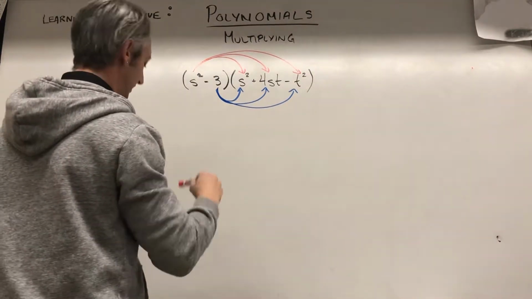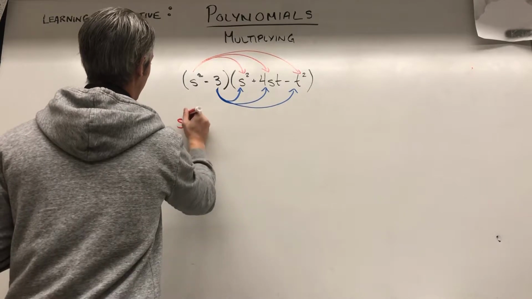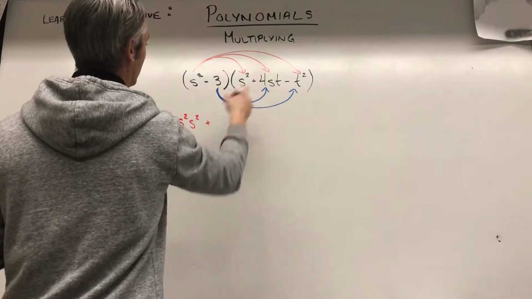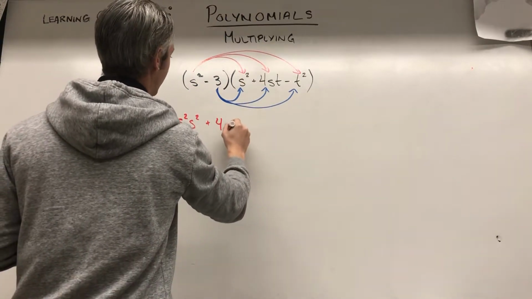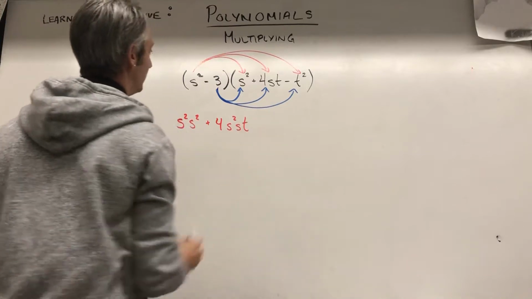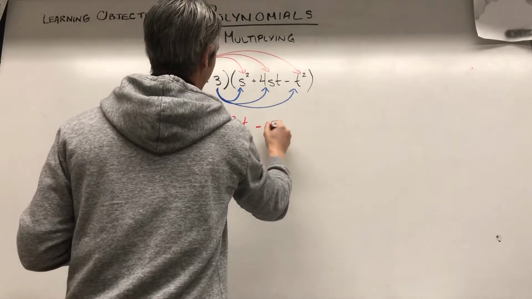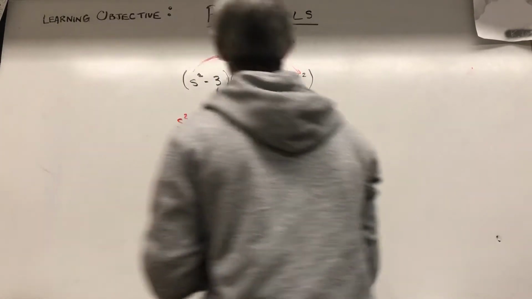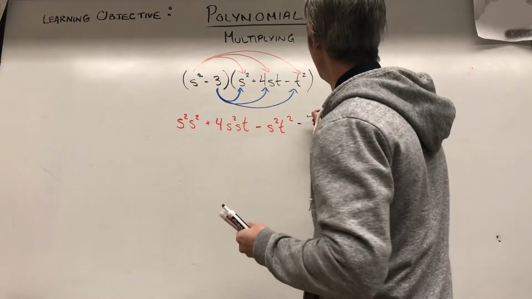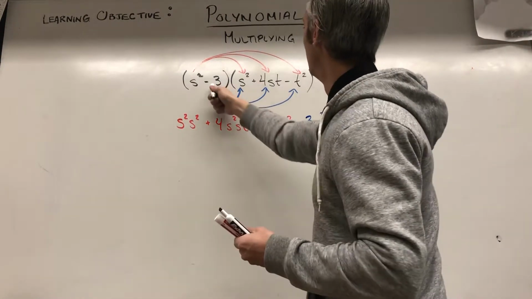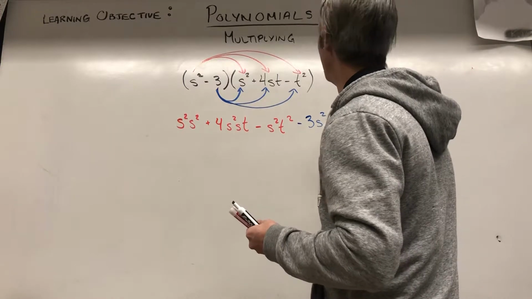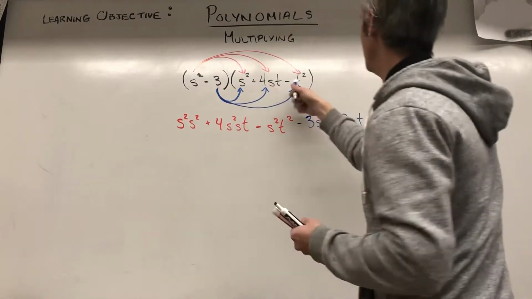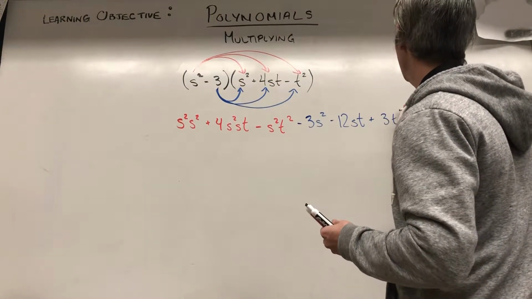So s squared times s squared is s to the 4. And then plus 1 times 4, s squared, st, minus s squared times t squared. And now let's do the blue. Minus 3s squared. 3 times 4 is negative 12 times st. And then negative times negative is a positive, plus 3t squared.